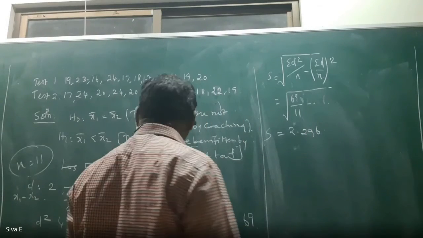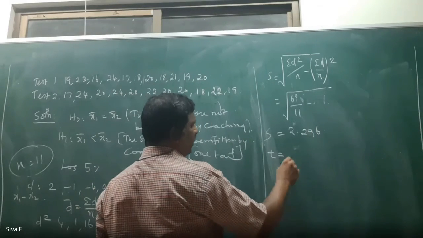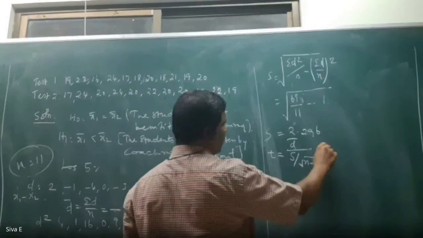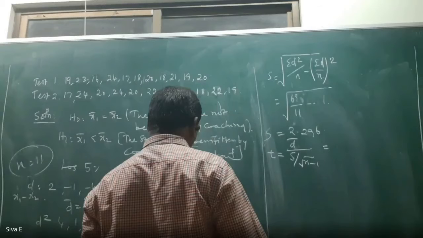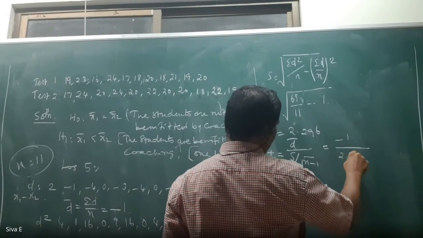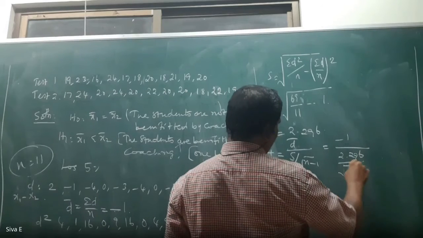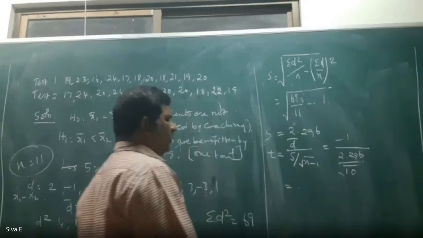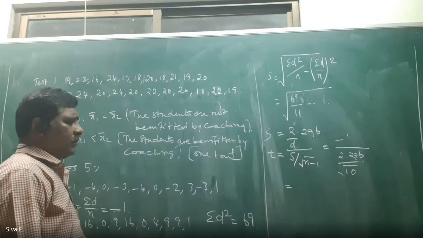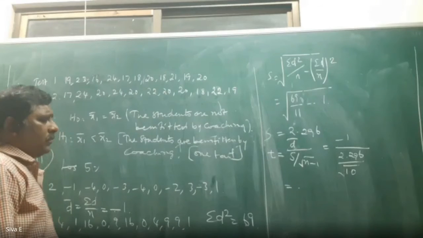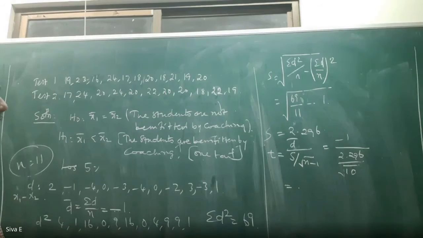Therefore, we can write the test statistic T equal to d bar by S by root of n minus 1. So that is d bar is minus 1 divided by S. S is 2.296 divided by root 10. This value, so 0.138.